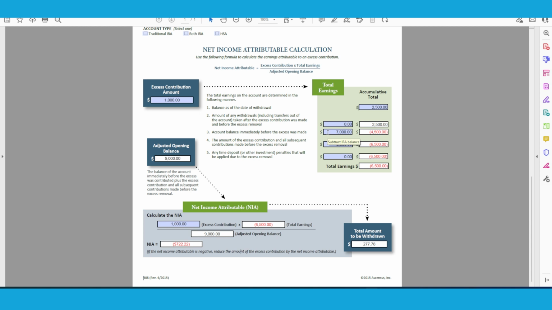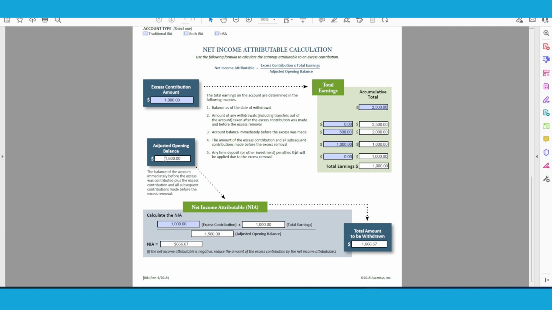And number three, the account balance immediately before the excess was made is still our $500, because we had $500, there was no growth, we made the contribution, $500, and so it's $500. So the amount of the excess contribution and all subsequent contributions before the excess removal. In that case, it's going to be $1,000 because we didn't have any rollovers or any other contributions except the excess contributions, which there were two.